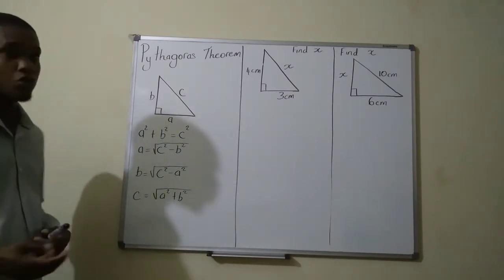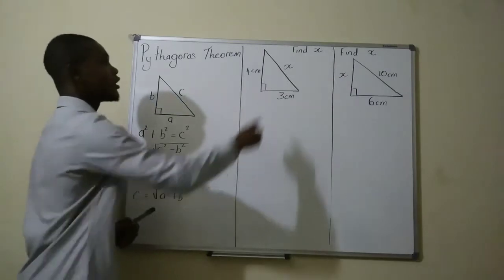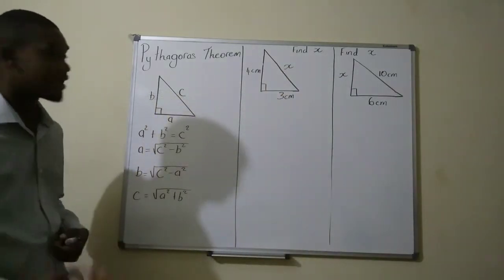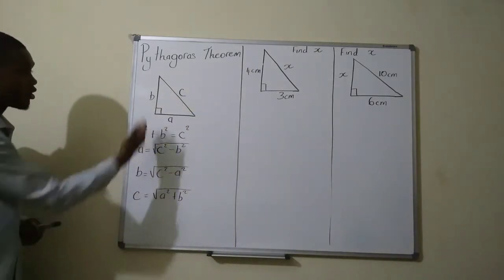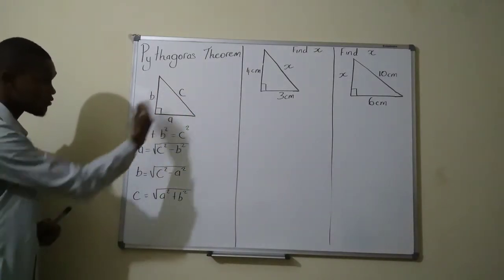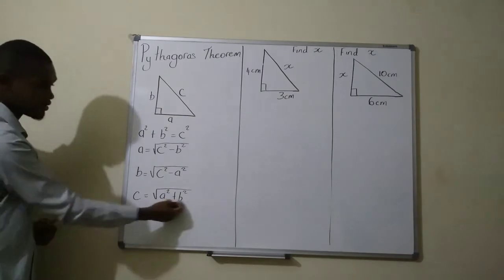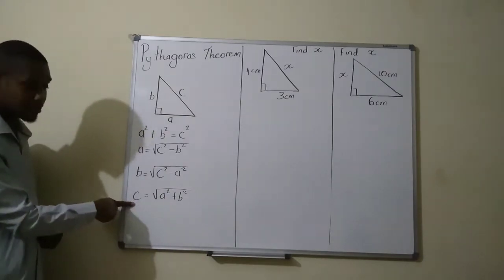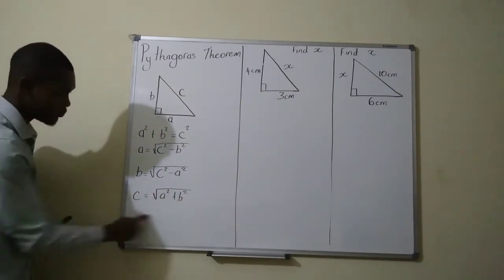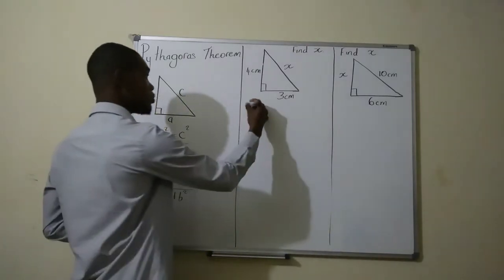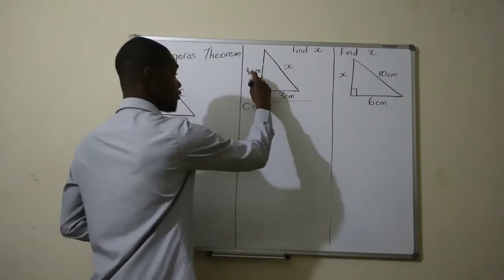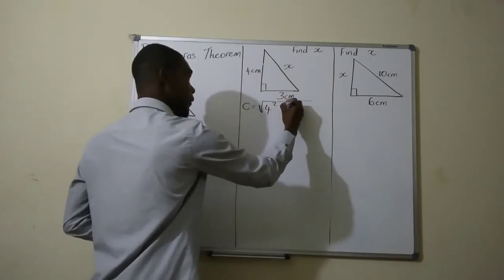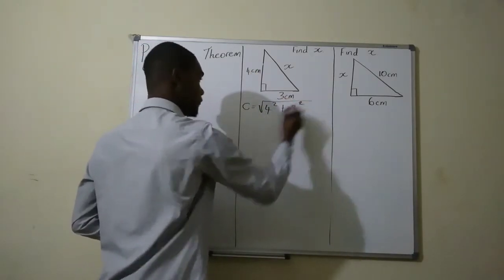So now I'm going to go through an example. Here it says find x. What is x? X is the longest side, or the hypotenuse. Looking at these formulas, you would have to figure out which of the formulas you would need to apply. Since we need to find out what the value of c is, this is the formula that would be applied. So c is equal to the square root of 4 squared plus 3 squared.